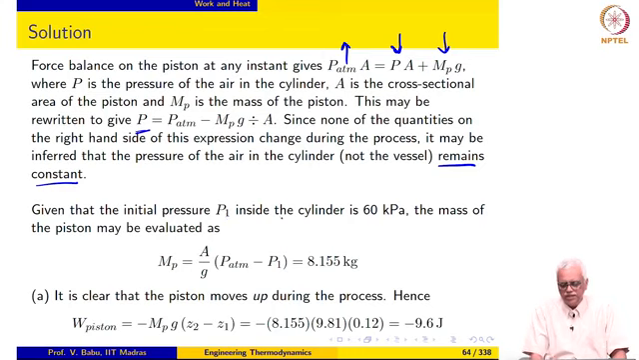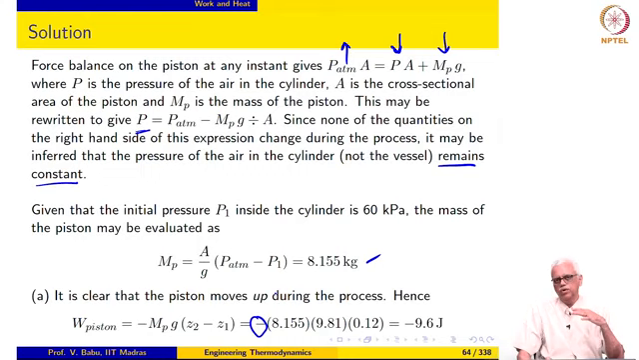Okay. Since we are given the initial pressure, I can substitute the values into this expression and get the mass of the piston to be 8.155 kilograms. Since the piston moves up during the process, the work interaction for the piston may be evaluated as m_p, mass of the piston, times g times change in elevation with respect to a datum, and notice that this comes with the negative sign. Since the piston moves up, the surroundings are actually by virtue of their interaction moving the piston up.